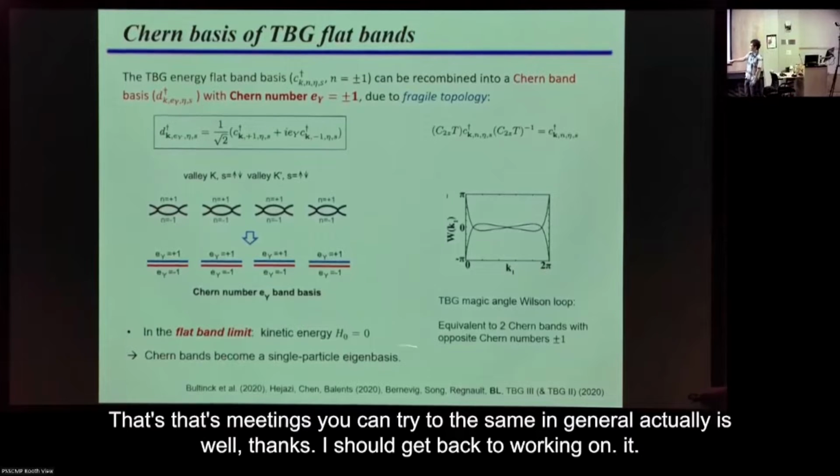But if you take the flat band limit, basically you just assume the bands are perfectly flat, then the conduction band and valence band have the same energy, and then you can take any superposition of these two bands, which will still give you eigenstates. So basically in the flat band limit, the Chern bases become your single particle eigenbases as well.